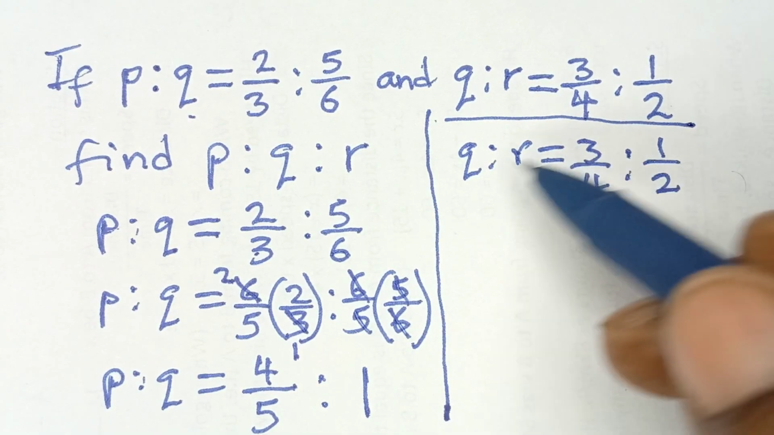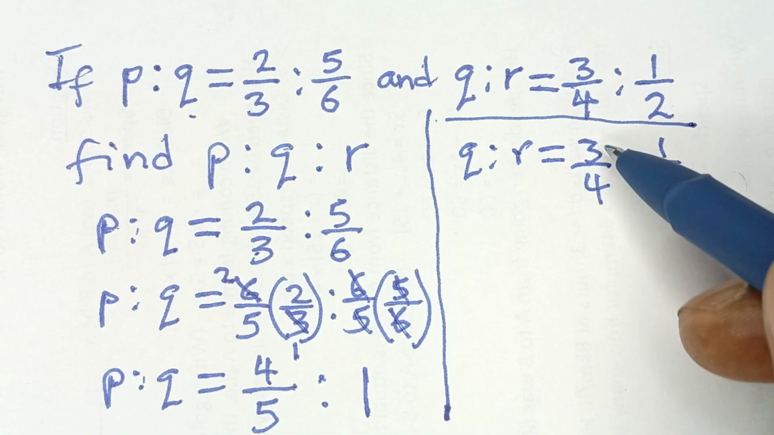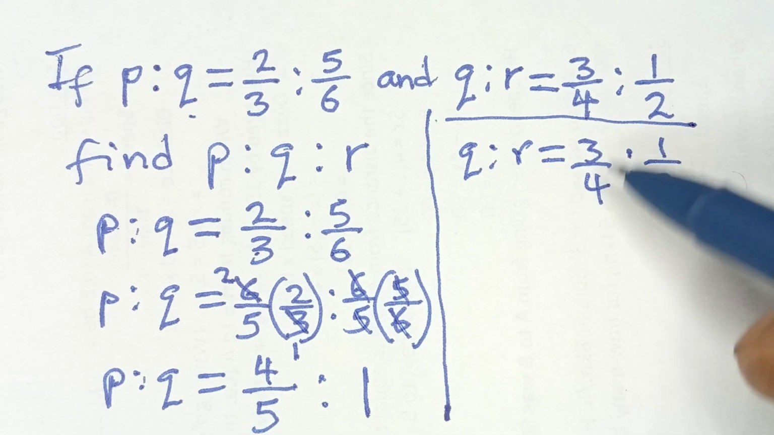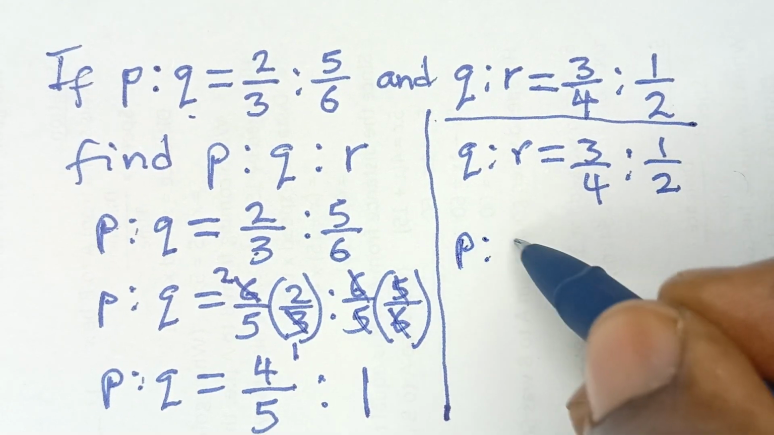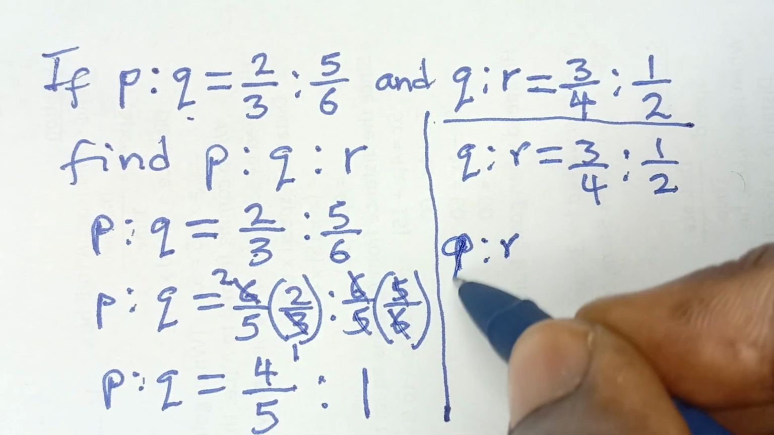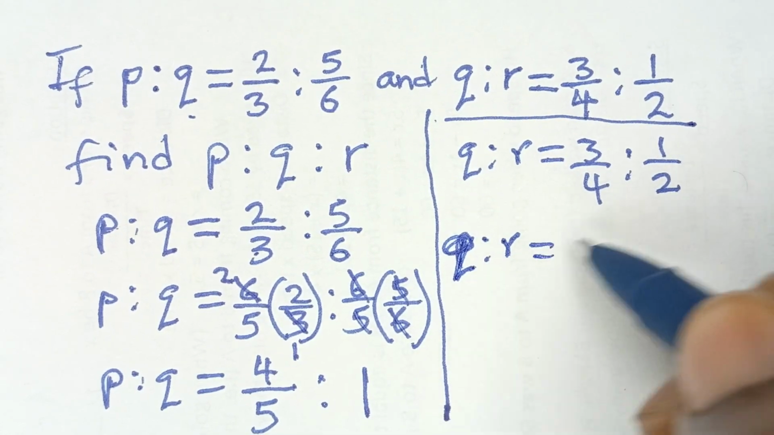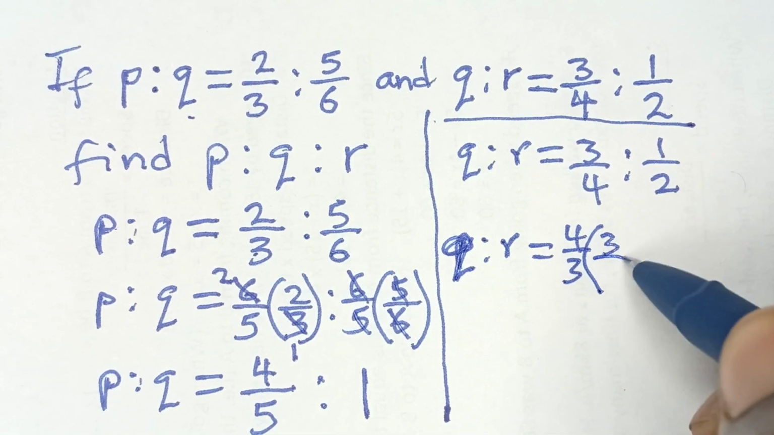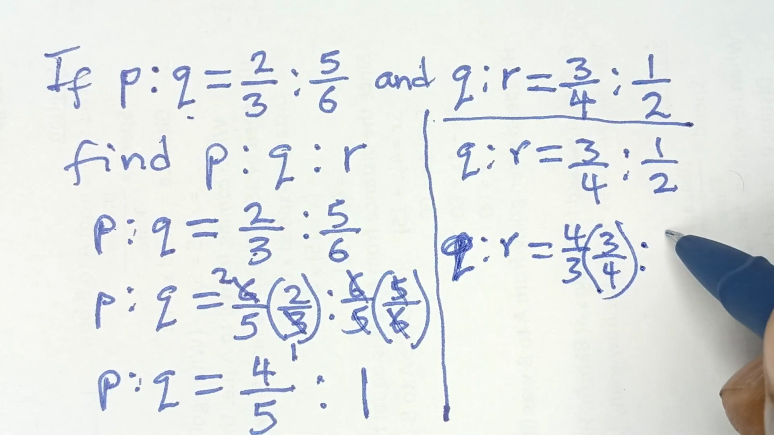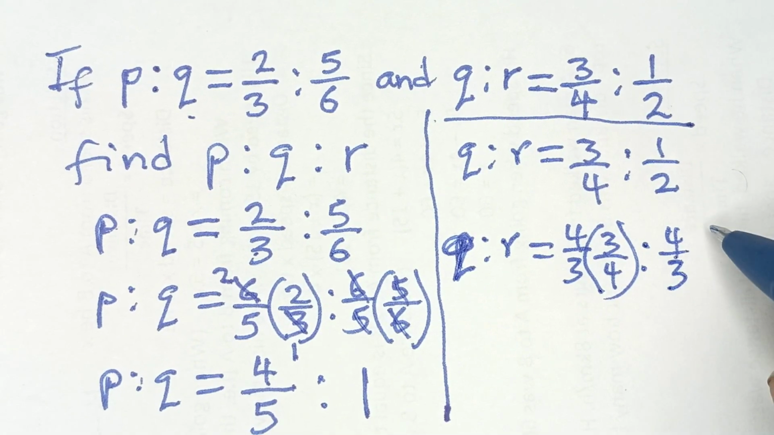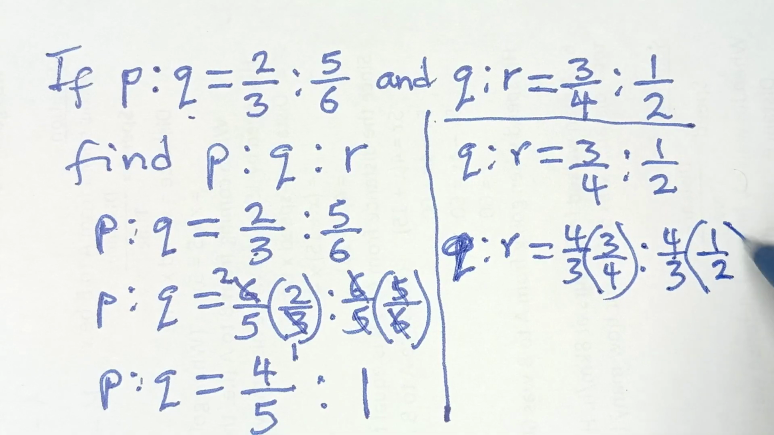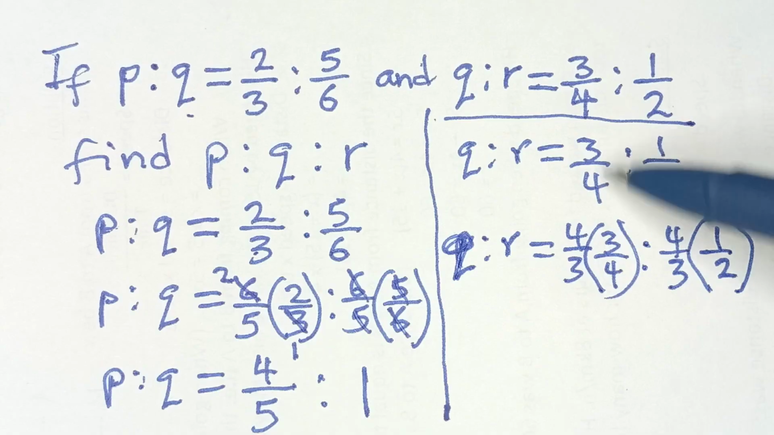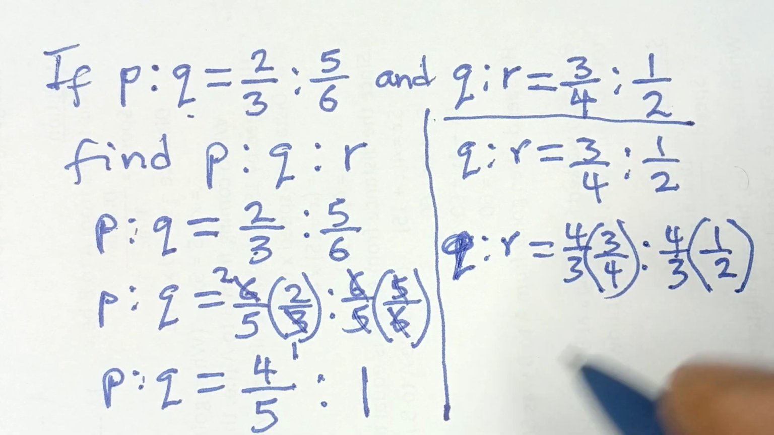So for me to make this ratio, don't forget Q has this ratio 3/4. For me to make 3/4, this ratio, to be 1, I'm going to multiply by the inverse of 3/4, which is 4/3. So I'm going to say Q ratio R is equal to 4/3 multiplied by 3/4 ratio 4/3 multiplied by 1/2. So like I said, I'm multiplying both parts by 4/3 so that this ratio can become 1 as well.